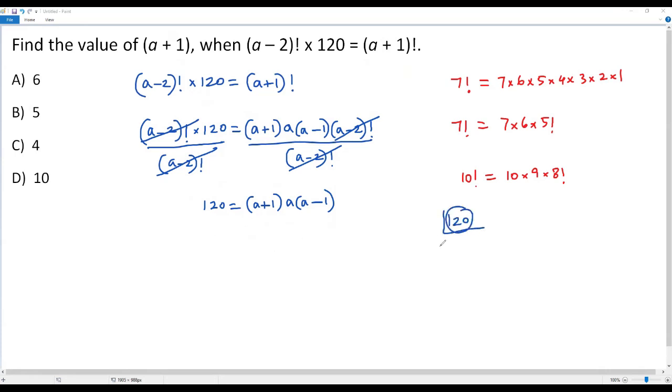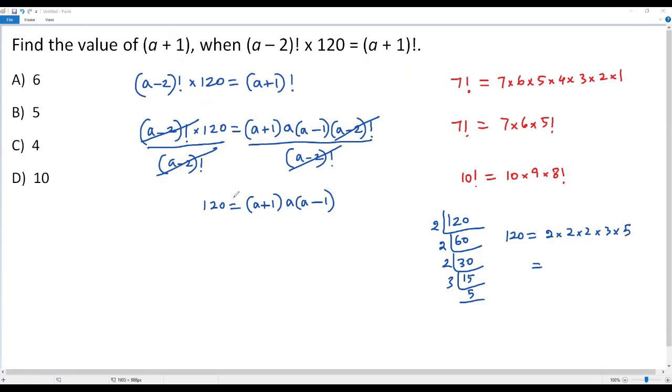Since it's an even number, we can divide it by 2. When I divide 120 by 2, I'm getting 60. Again, it's an even number, we can divide it by 2. I'm getting 30. Again, it's an even number, we can divide it by 2. I'm getting 15. Okay, 15 is a multiple of 3, so we can divide this 15 by the prime number 3. When I divide 15 by 3, I'm getting 5. So here I got a prime number 5. I have to stop the process. Now 120 can be written as 2 times 2 times 2 times 3 times 5. Here we got 120 as a product of its prime factors.